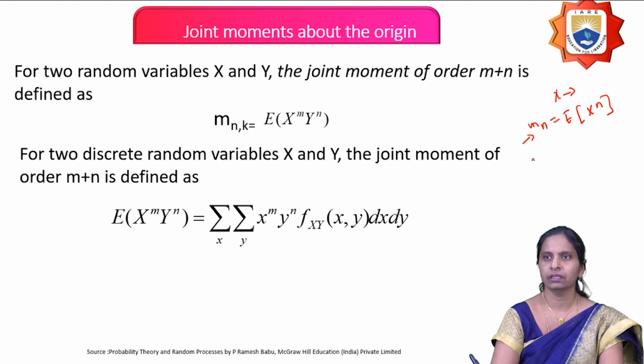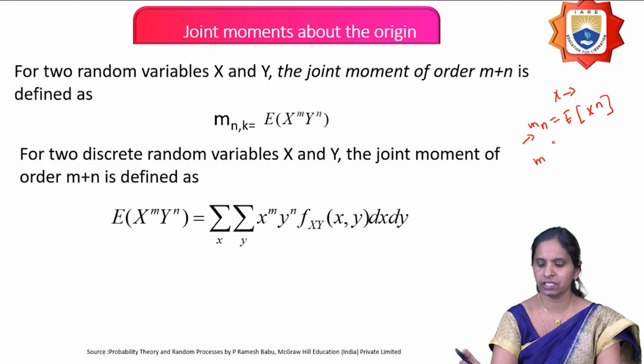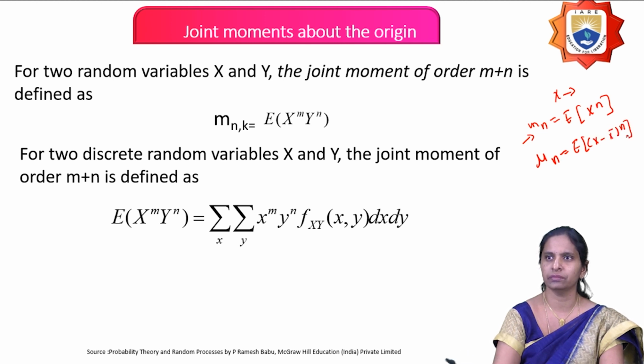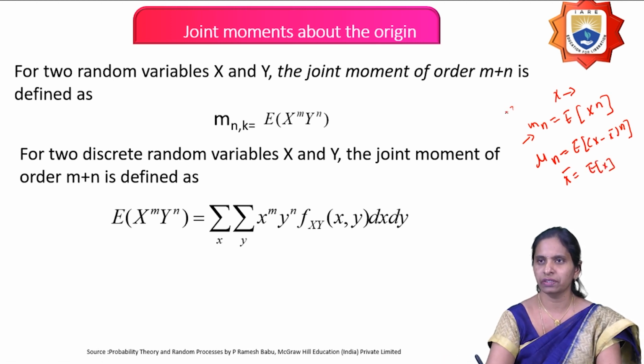This is the moment about the origin. Similarly, the moment about the mean is represented by the symbol mu. So mu n, the nth moment about the mean, is equal to expectation of (X minus X bar) power n. Here what is X bar? That is nothing but expectation of X only.